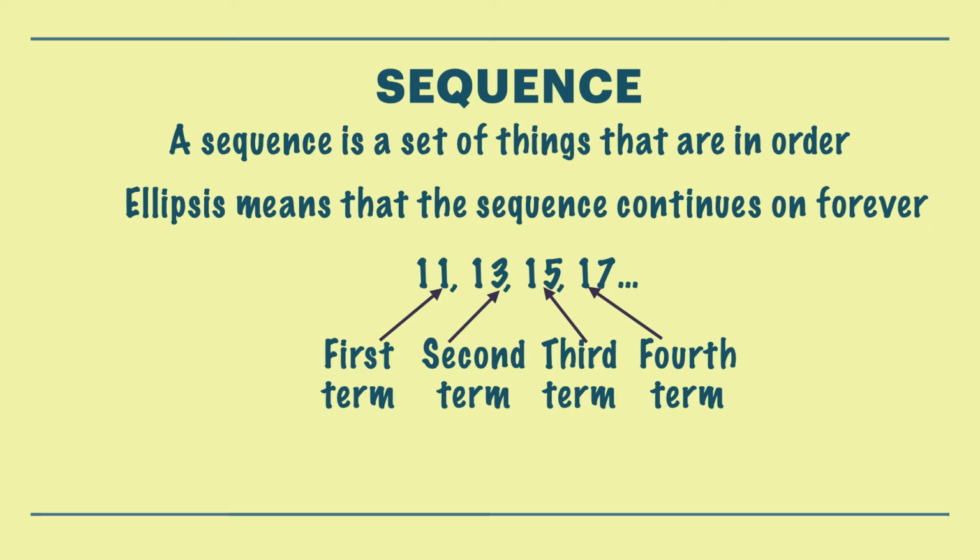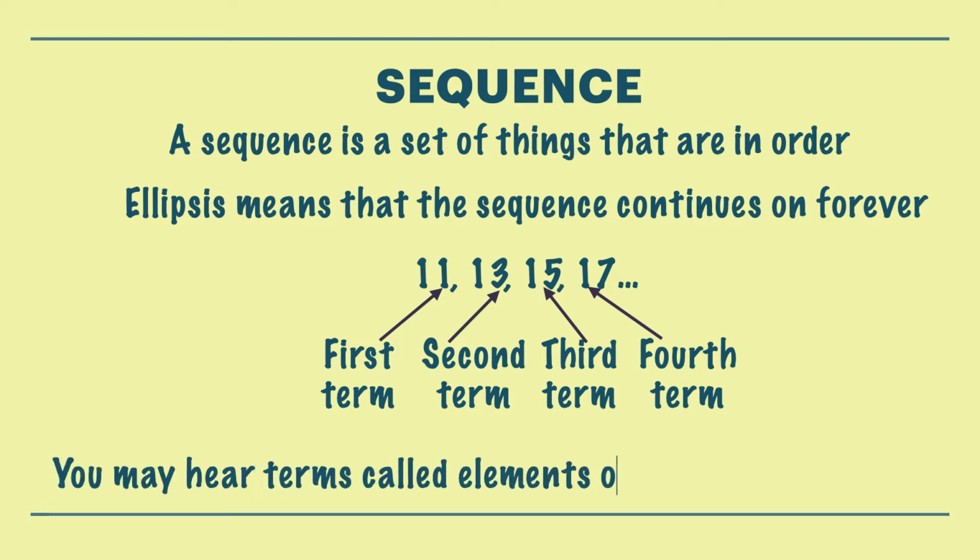All right? Now, you may hear the terms called elements or members of a set, but we're going to refer to them as terms. All right. So we have a couple different notations. The notation we're going to talk about today is what we call subscript. And so if I have A sub 1, now notice how the letter A is written and the 1 is a little bit below the A. That's because it is called subscript.